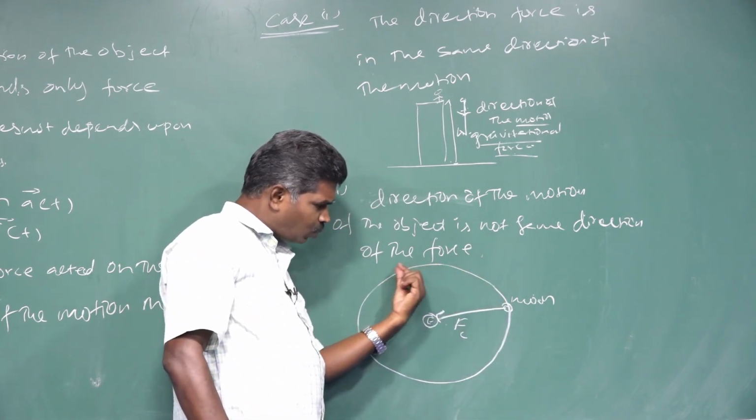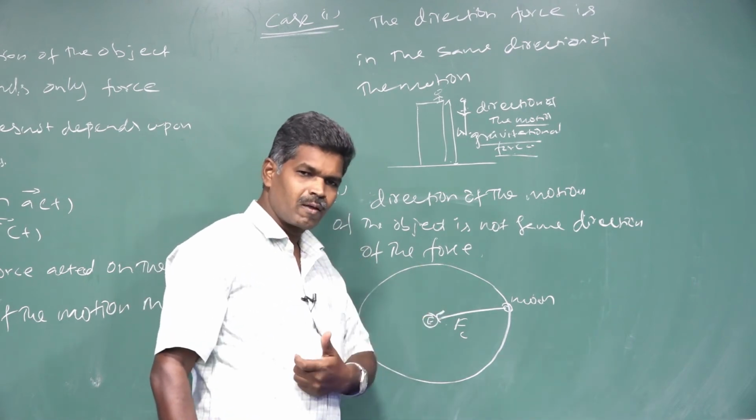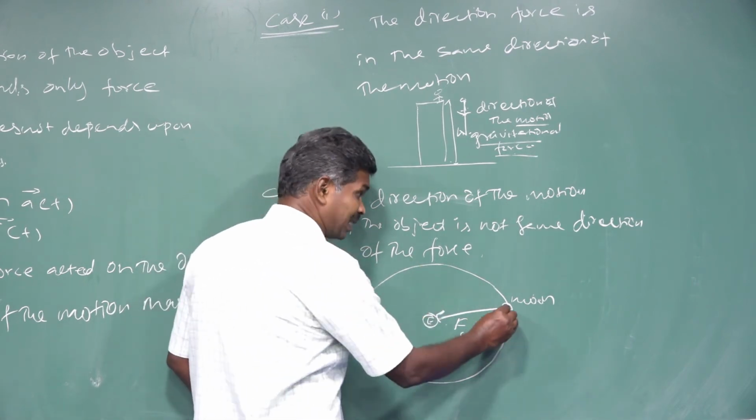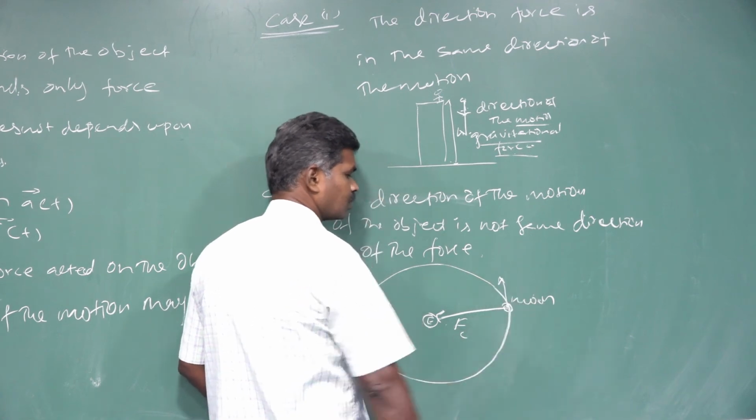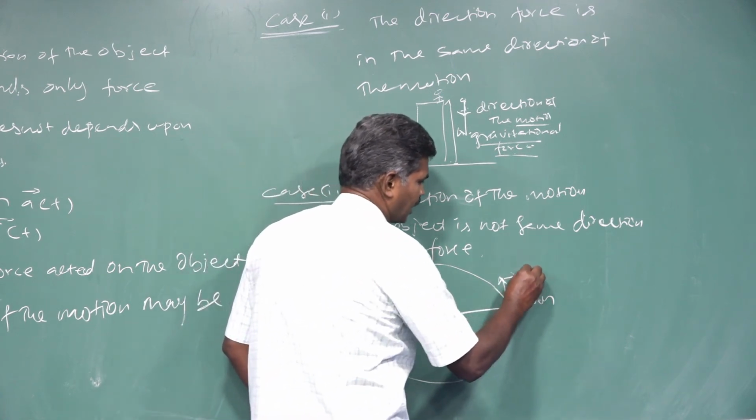In its path of motion, at each instant the moon has a velocity direction. That can be taken as the direction of the motion. Here, at this instant, this can be taken as the direction of the motion.